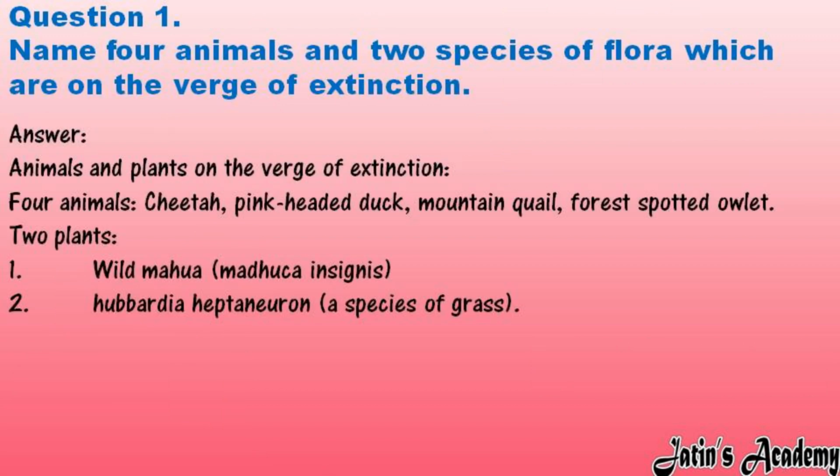Name 4 animals and 2 species of flora which are on the verge of extinction. Answer. Animals and plants on the verge of extinction. 4 animals: cheetah, pink-headed duck, mountain quail, forest spotted owlet. 2 plants. 1. Wild mahua, Madhuca insignis. 2. Hubbardia heptaneuron, a species of grass.